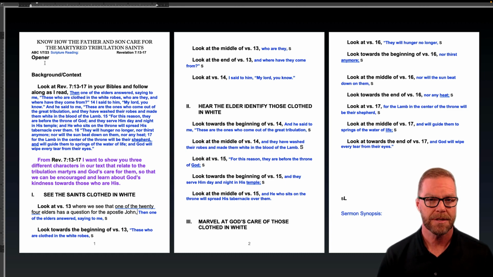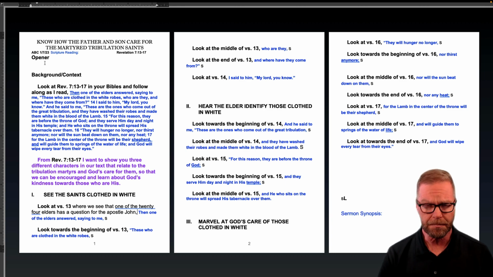And sometimes I have a really good opener in mind that comes to mind before I even start working on the rough draft of my sermon, and I put it in there. Now, sometimes I do that and then I realize it doesn't fit very well and I erase it. It's okay.